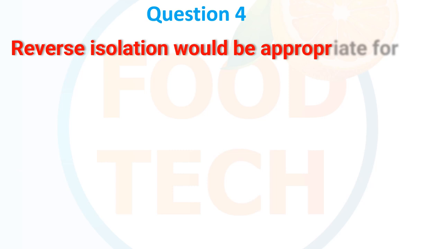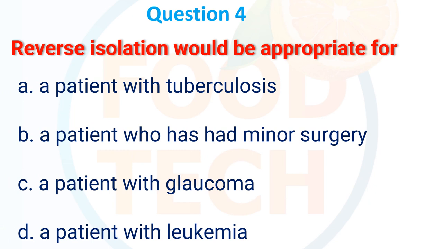Reverse isolation would be appropriate for A. A patient with tuberculosis, B. A patient who has had minor surgery, C. A patient with glaucoma, D. A patient with leukemia. The answer is A.